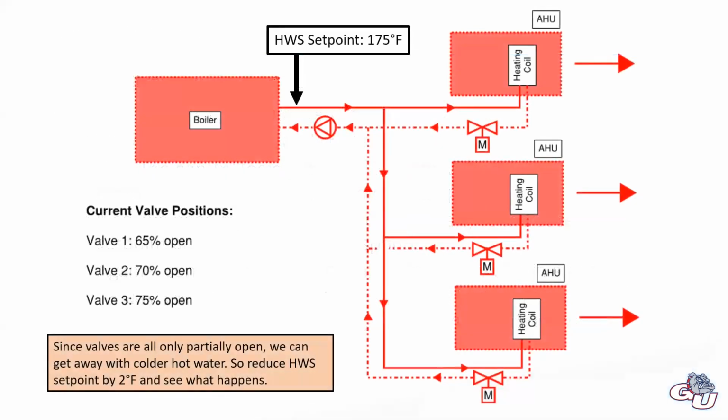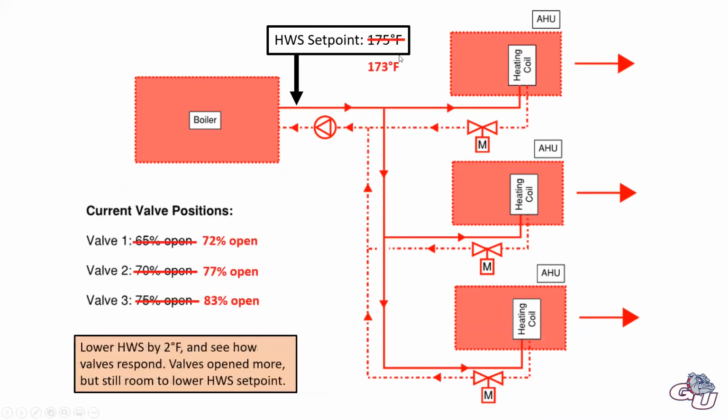So that's a lot of words. Let's try to visualize that. Here we have a basic hot water system with 3 control valves controlling flow to these hot water coils. We're sending 175-degree water. The control system looks at the valves, sees 65%, 70%, 75% open. It sees that and says, well, we can get away with colder water.